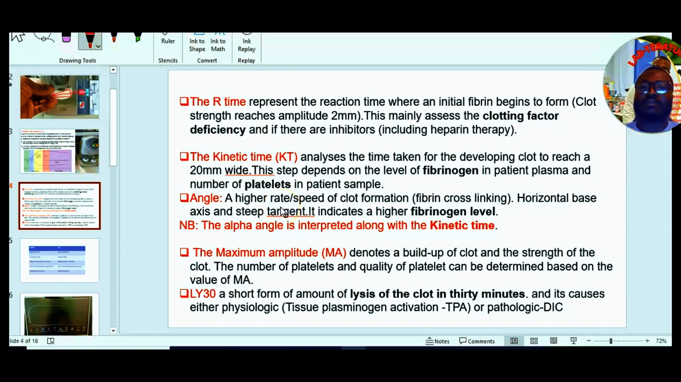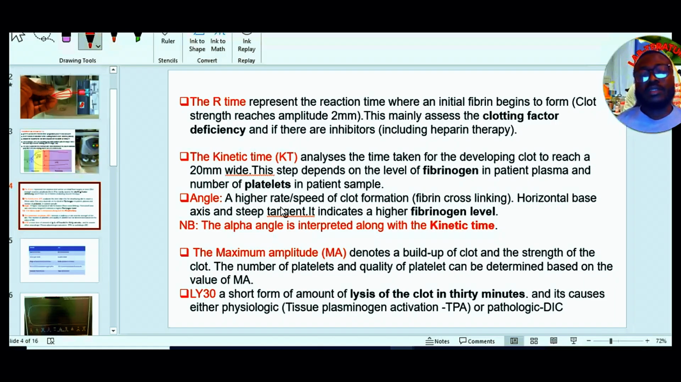So the R time is the reaction time. It is the time from which you started the test till a small thrombus is formed, which has a maximum amplitude of 2 millimeters. So if the clot begins formation, the R time has ended. From the time you began the test to the time the clot begins forming, that is when we say the R time has ended, and it is precisely about your clotting factors.